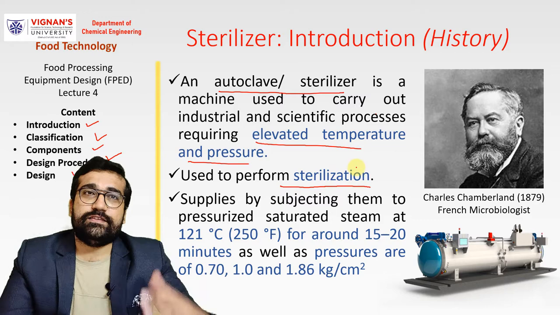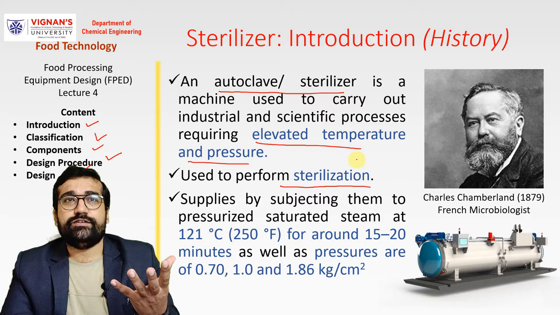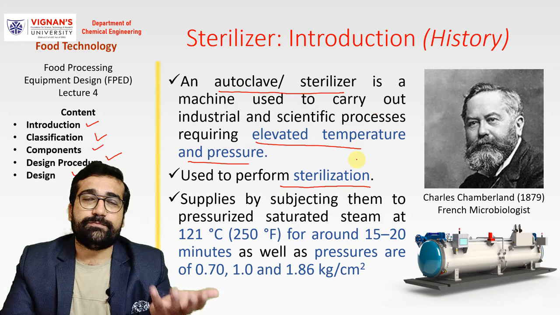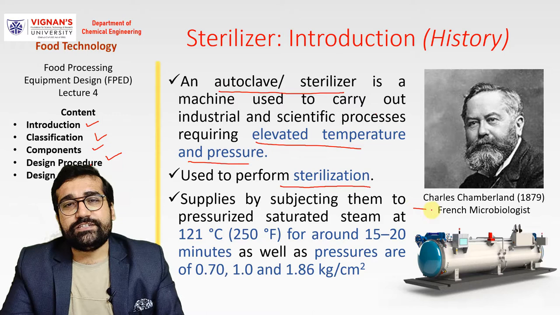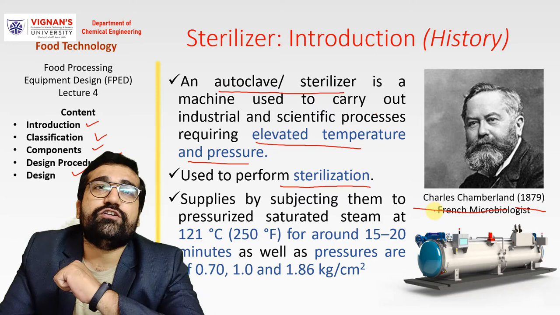As we know, there is one term pasteurization, another term is sterilization. So what do you mean by sterilization? Sterilization is killing off all the microorganisms which are present in a food or present in any matrix. Whereas pasteurization is the selective killing of pathogenic microorganisms which are present in the food matrix. Charles Chamberland, who was a French microbiologist, in 1879 designed the first sterilizer or autoclave machine.